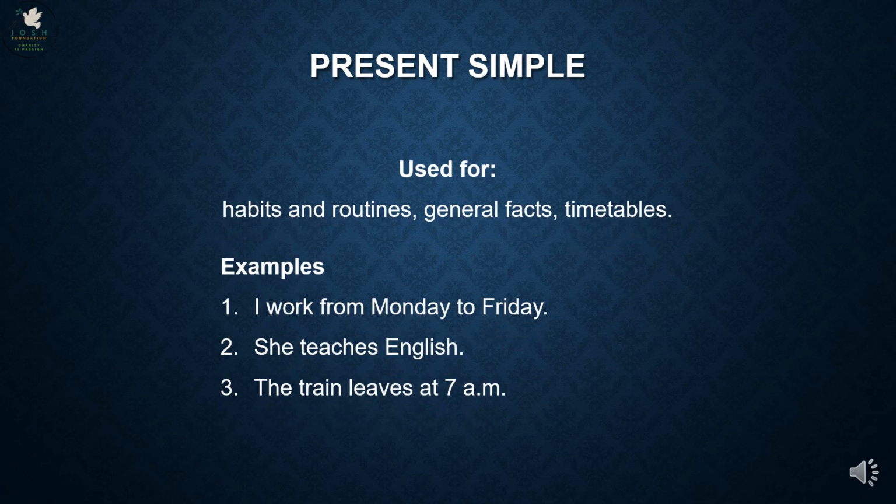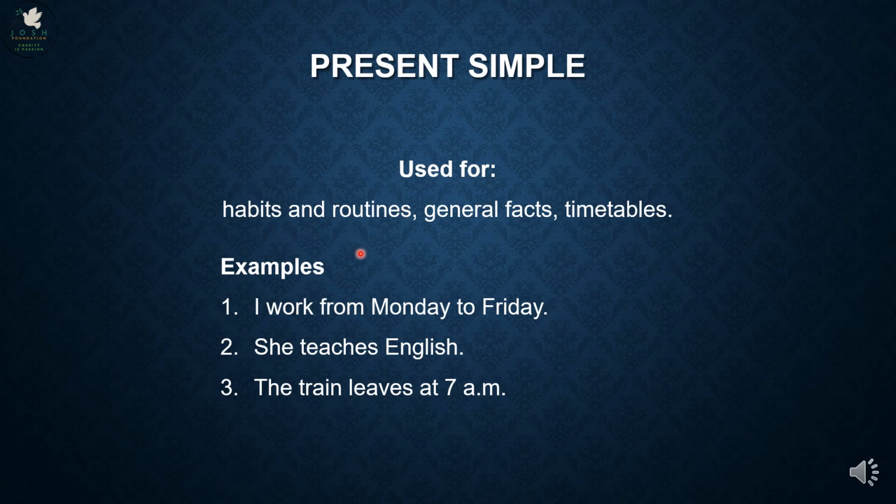We said that the present simple is used for habits and routines, general facts and timetables. When we say timetables, simply it goes with schedules. When something is always true, not just now, but every day, when it is always true, in that case, we use the present simple. When it is a habit and a routine, when it is a general fact, when it is something all of us know, that is true, in that case, we use the present simple.